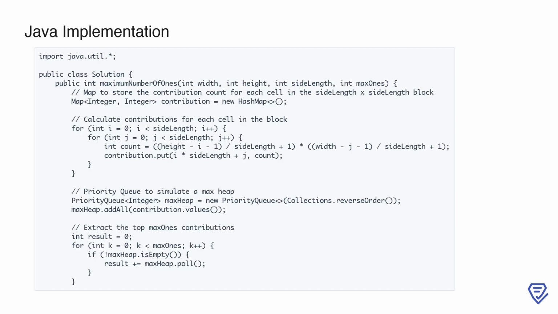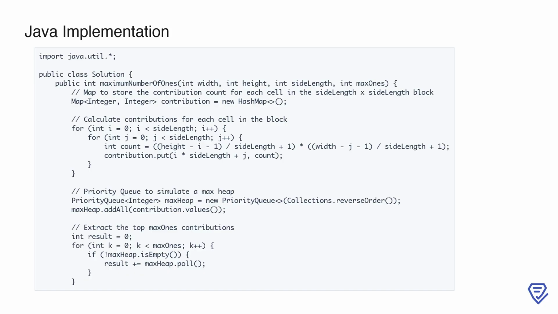Here, we start by importing the necessary packages and defining our class and method, maximumNumberOfOnes. The goal of this method is to calculate the maximum number of ones that can be placed in an N x M grid while respecting the given constraints. To achieve this, we first create a map to store the contribution count for each cell in a sideLength x sideLength block.